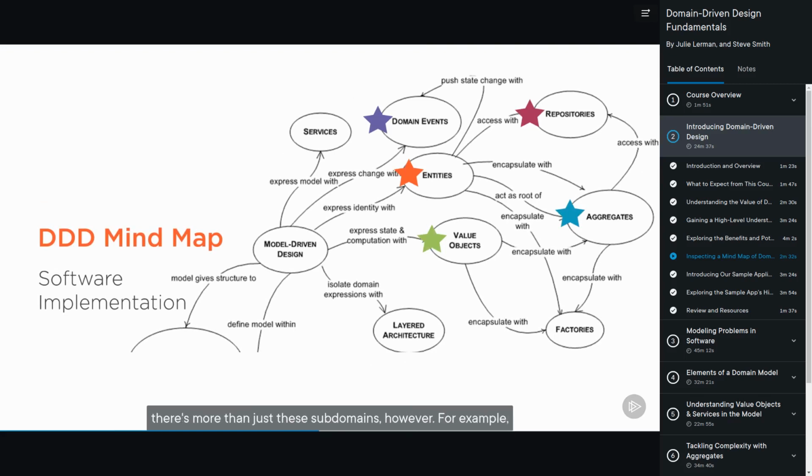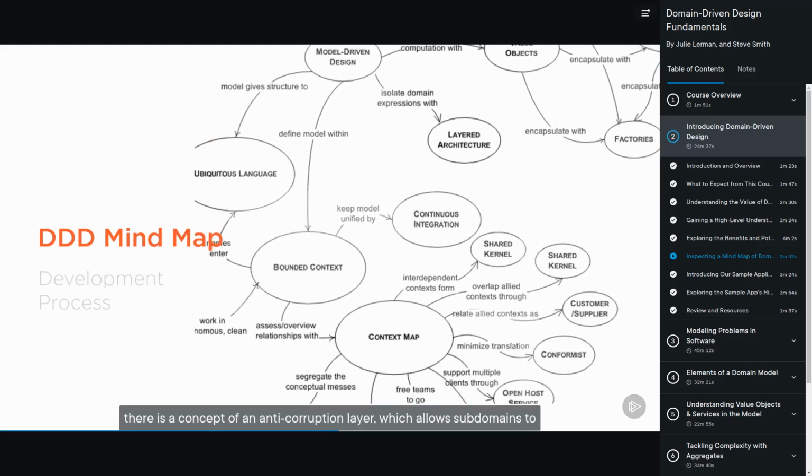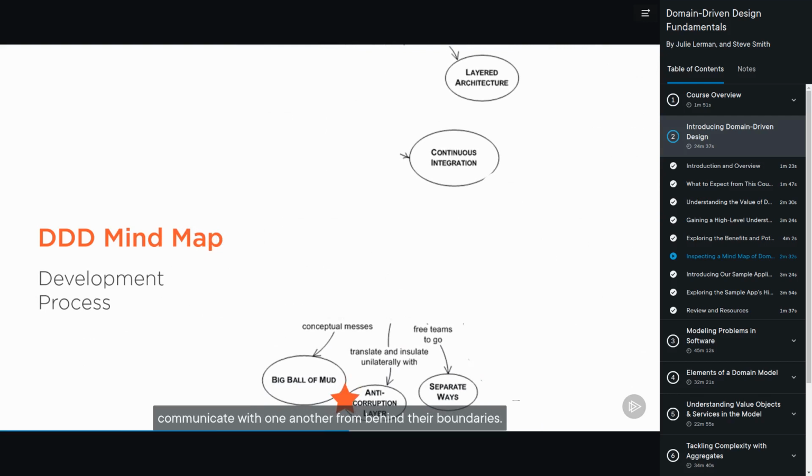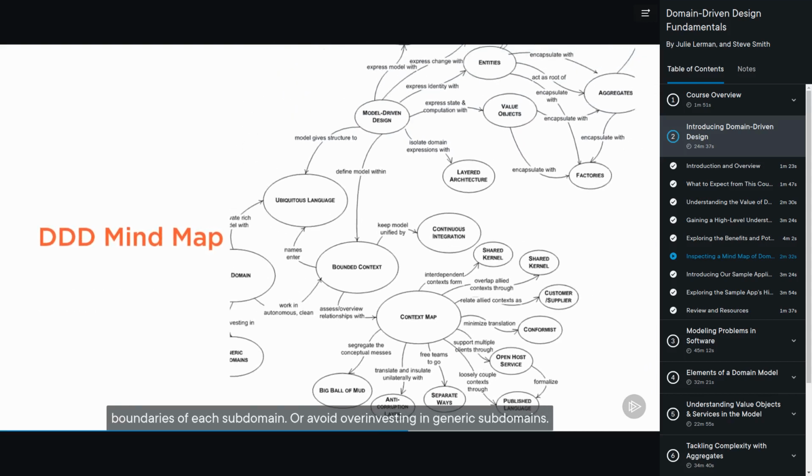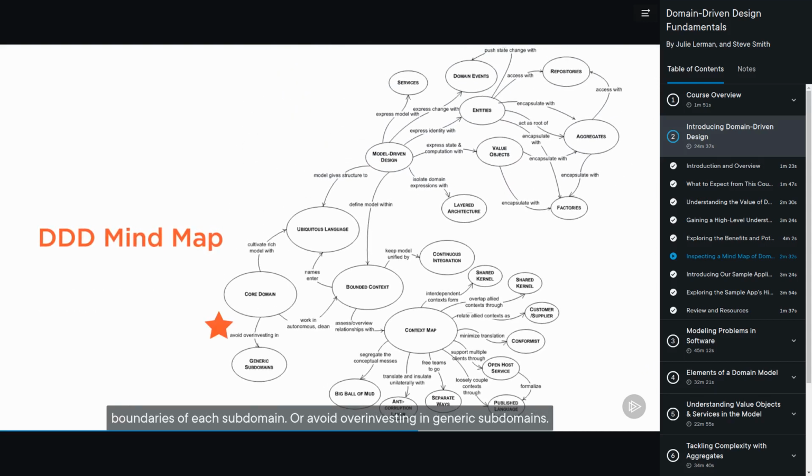In the image, there's more than just these subdomains, however. For example, there's a concept of an anti-corruption layer, which allows subdomains to communicate with one another from behind their boundaries. The model also has notes for each element, such as free teams to go separate ways. This is something that can be accomplished once you've identified the boundaries of each subdomain. Or avoid over-investing in generic subdomains. That could be something like a credit card verification service that you could choose to use rather than building yourself.